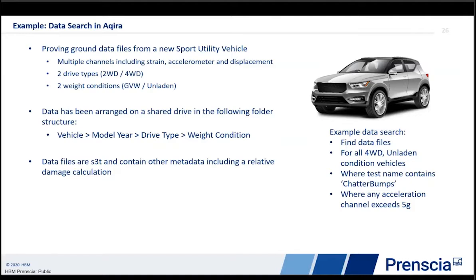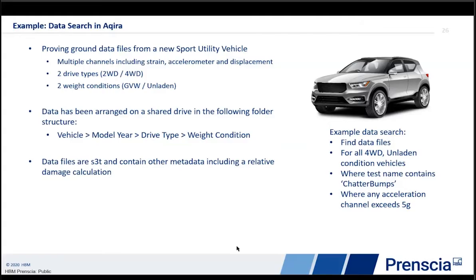So let's look at an example here where we're going to look for data files. What we want to do is look for all four-wheel drive vehicles that are unladen. And we want to look for where the test names are related to a chatter bumps event. And we want to find all the data files where any acceleration channel was greater than 5G. So that's the kind of scenario that we've designed this app around.